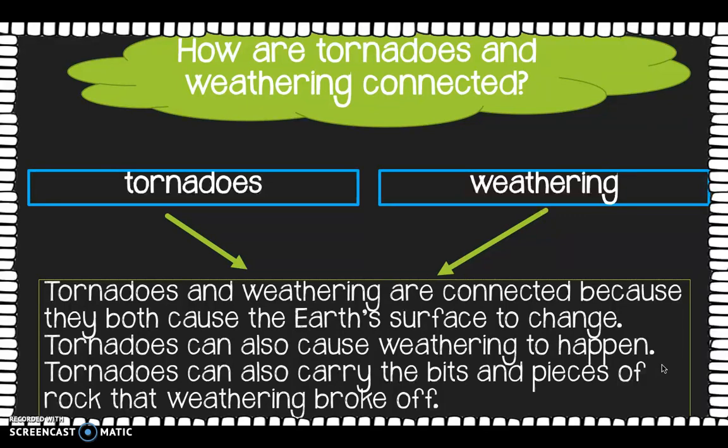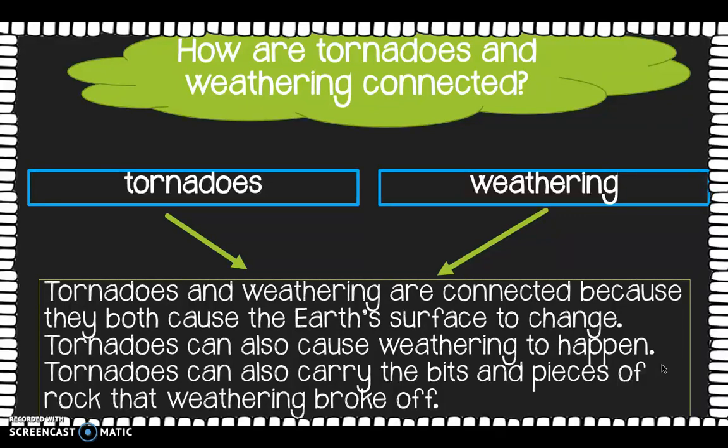Okay, well, tornadoes and weathering are connected because I hope both of you and your partner said they cause the Earth's surface to change. And actually, they're also connected because tornadoes can cause weathering to happen. Because remember, tornadoes are really strong winds that are forming together. And we know that weathering happens because of strong winds. And not only can tornadoes cause weathering to happen, tornadoes can also carry the bits and pieces of rock that weathering broke off. So there's that connection.